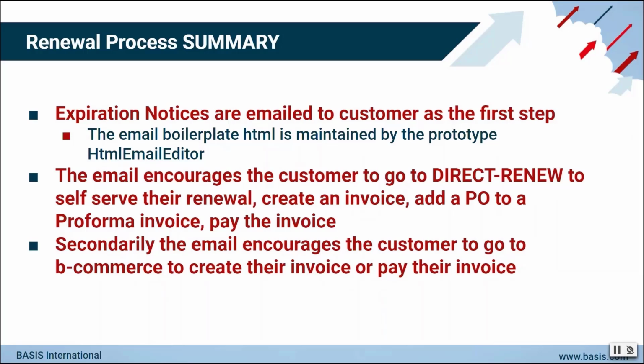To summarize, the first step in this process is the expiration notices, which are emailed to customers. The email boilerplate for the HTML emails is maintained by the prototype HTML email editor. The email encourages customers to go to Direct Renew to self-serve their renewal, create an invoice, add a PO to a Proforma invoice, pay the invoice, and secondarily, the email encourages the customer to go to BCommerce to create their invoice or pay their invoice.